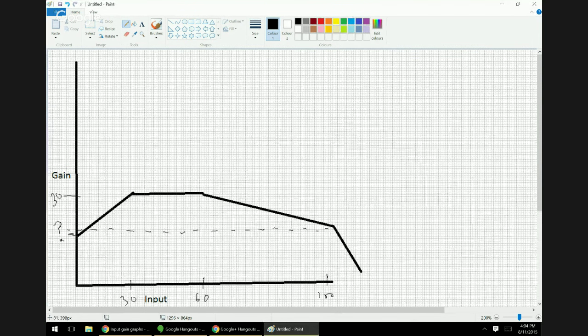Because you can't work it out just by saying 2-to-1. Well, you'd have to work out the change in inputs, change in outputs. So in this case, for instance, we've got a change in input of 40. So to get a 2-to-1 compression ratio between 60 and 100 for this section here, change in input of 40, what's the change in output going to have to be to make that 2-to-1?